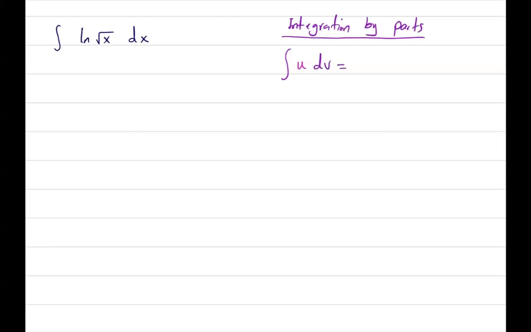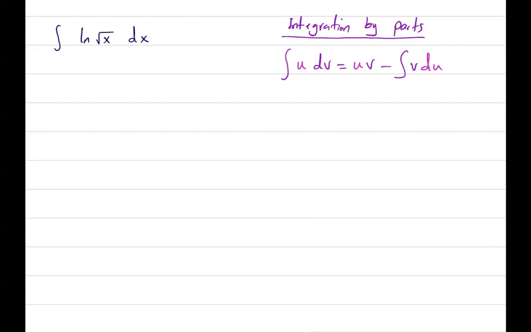Let us evaluate the integral of ln of square root of x dx. We're going to apply the method of integration by parts. As you remember, in this method, when you have the integral of u dv, we can break it down into uv minus the integral of v du. If you take the derivative of both sides, they are equal to each other.